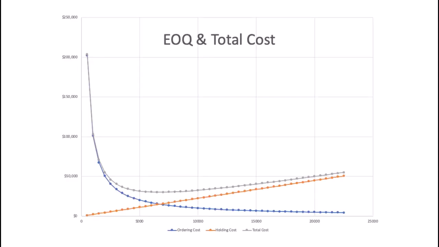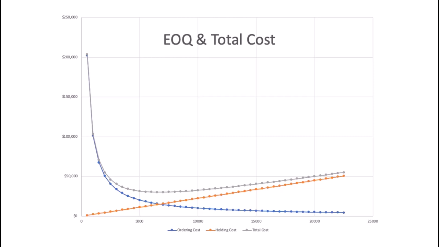So here is the graph of the EOQ. If you type EOQ in Google, you're going to come up with graphs that look a whole lot like this. And so in this particular video, I'm going to explain to you how this graph is made. We're going to use the same numbers that we did in the last video, and this is going to come alive to you, and it's going to mean something to you. So let's take a look at this.